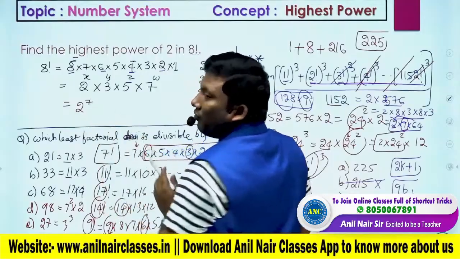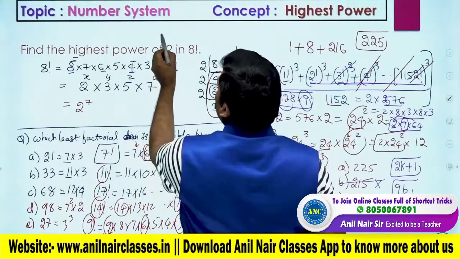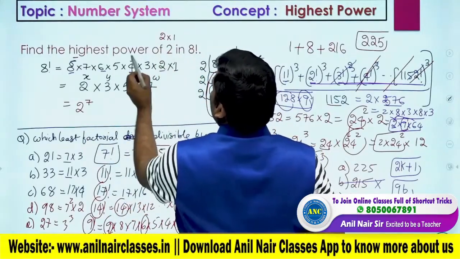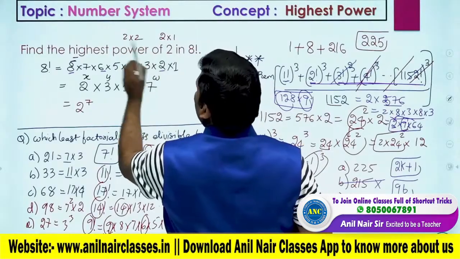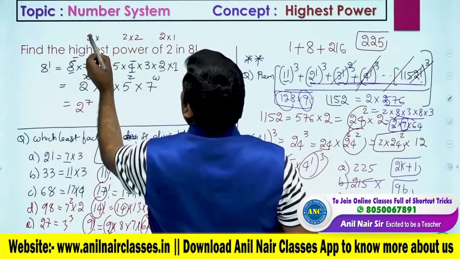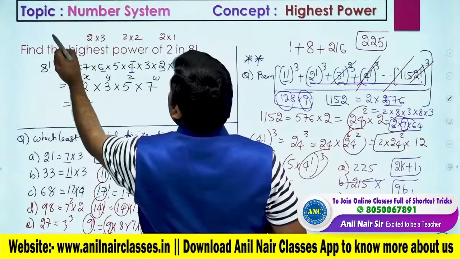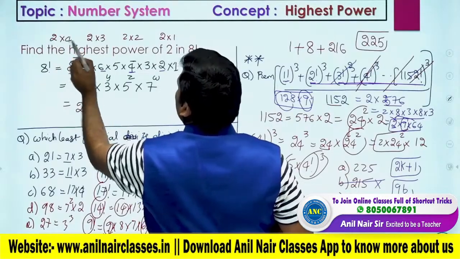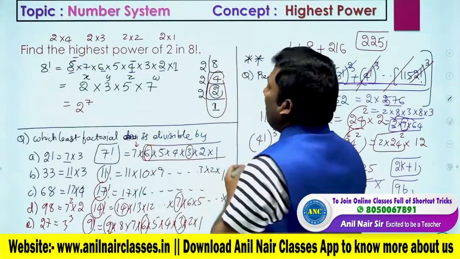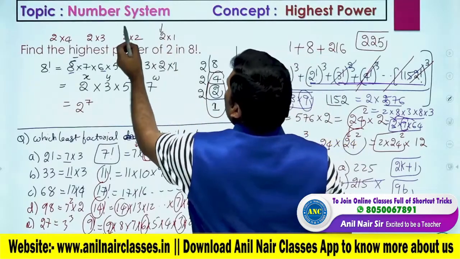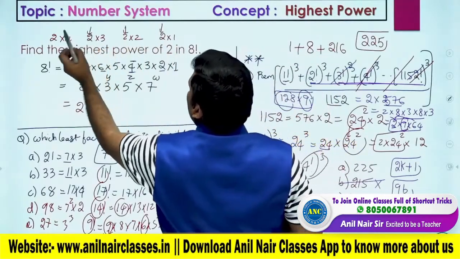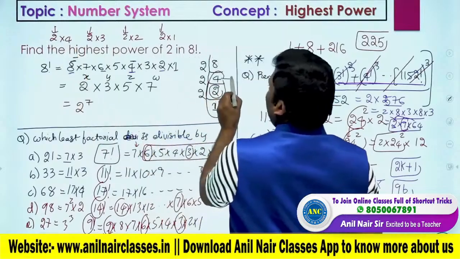Now see here, why are we adding? First it is 2 1s are 2. Next it is 2 2s are 4. Next it is 2 3s are 6. Next it is 2 4s are 8. I want the highest power of 2. So 1, 2, 3, 4. I did 4.